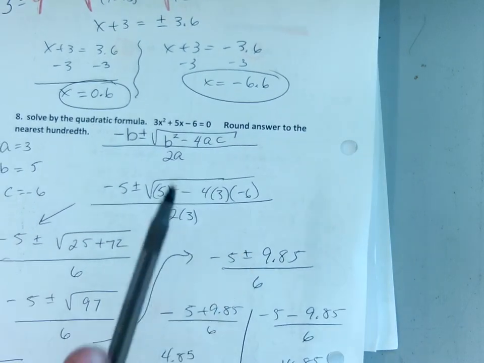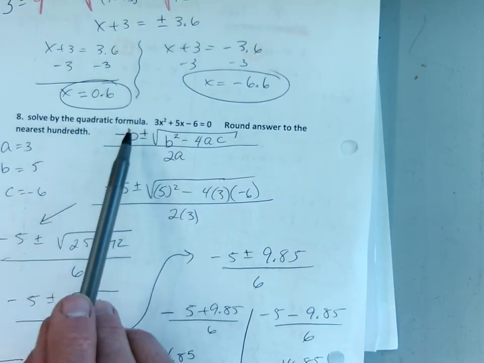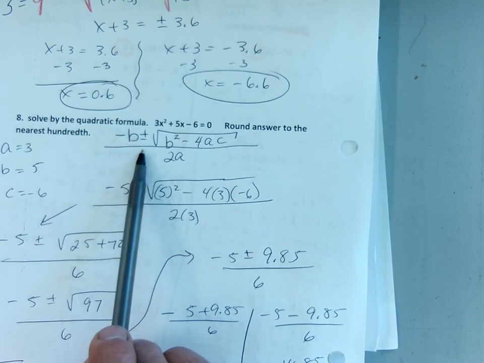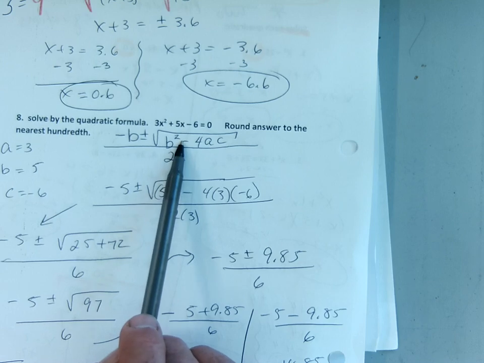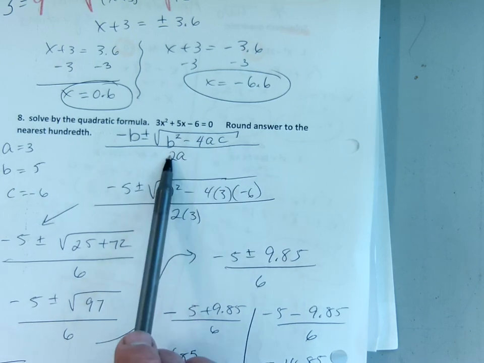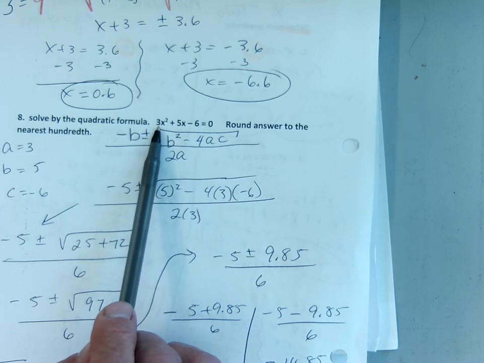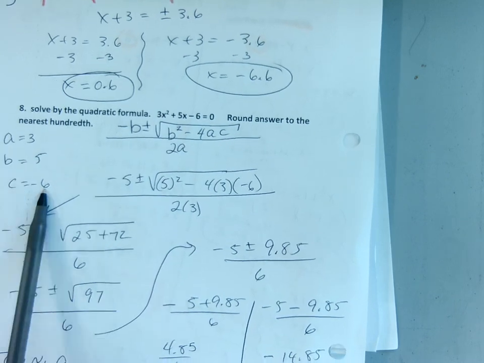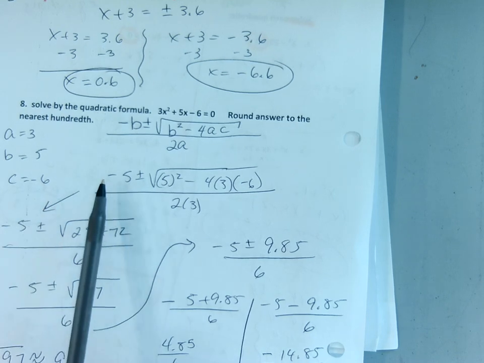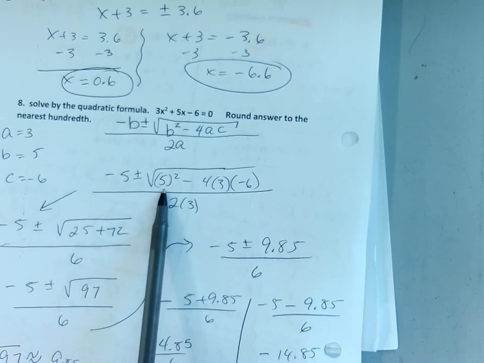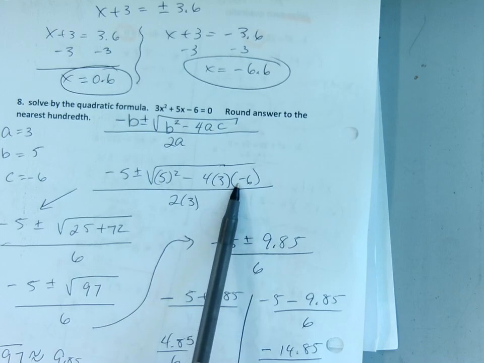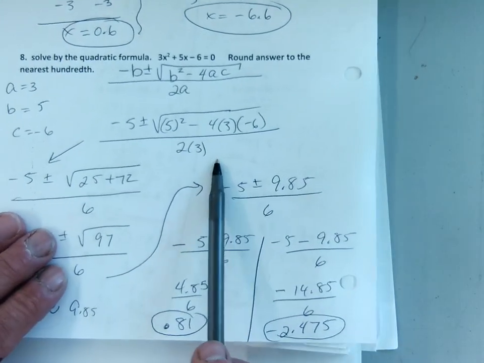Okay, number 8. Solve by the quadratic formula. Well, here it is. Quadratic formula: negative b plus or minus the square root of b squared minus 4ac, all over 2a. All right, well, a, b, c. So a is 3, b is 5, and c is negative 6. So I plug it in. Negative b, or negative 5, plus or minus the square root of 5 squared minus 4 times a, which is 3, times c, which is negative 6, all over 2a, and a is 3.